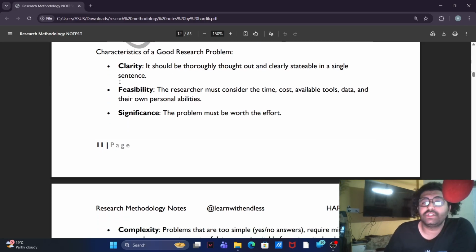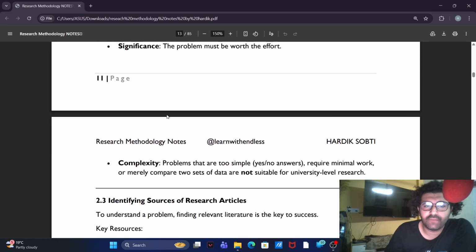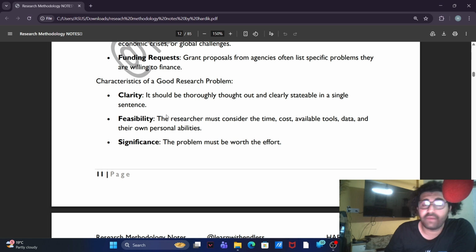Characteristics of a good research problem: clarity, feasibility, significance, complexity. Let's discuss them one by one. Clarity. It should be thoroughly thought out and clearly stateable in a single sentence. Feasibility. The researcher must consider the time, cost, available tools, data, and his own personal ability.